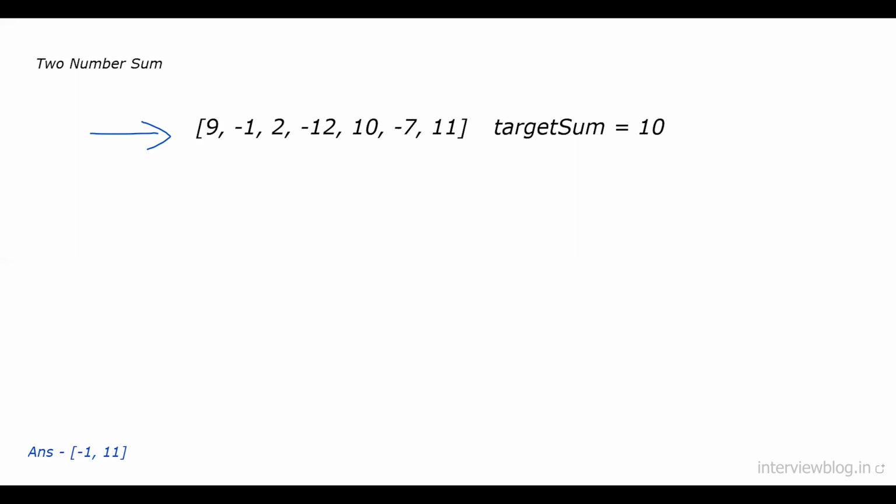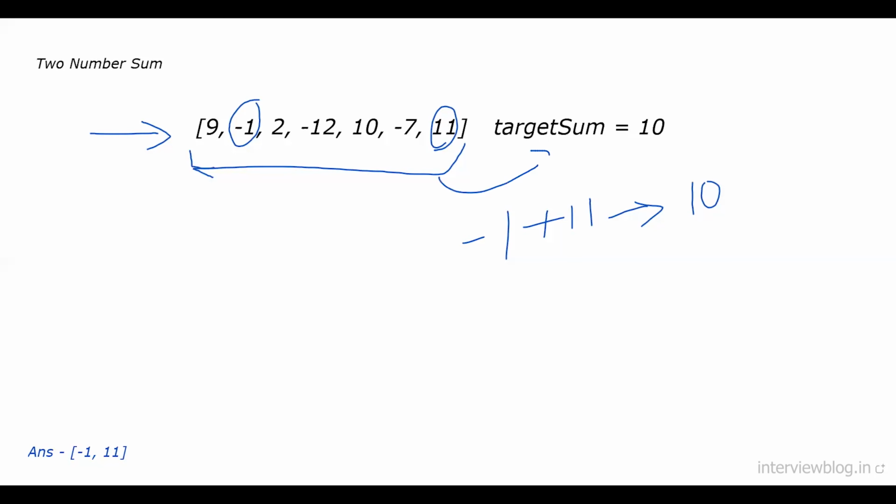So in this example, we can see that the elements 11 and -1 when added with each other give the target sum, which is 10. There cannot be another pair in this given input array such that if we add those pair of elements, it will give us the target sum. So there is always going to be only one pair, and the pair in this given input array is -1, 11. So we are asked to return that pair as our answer.